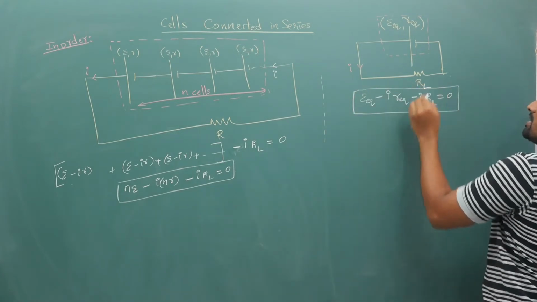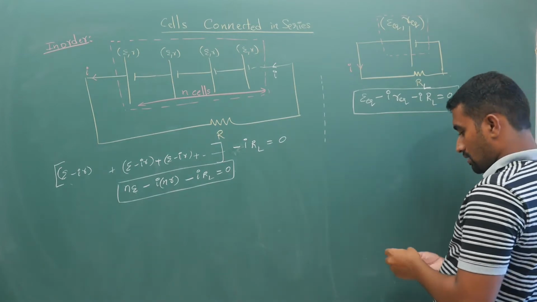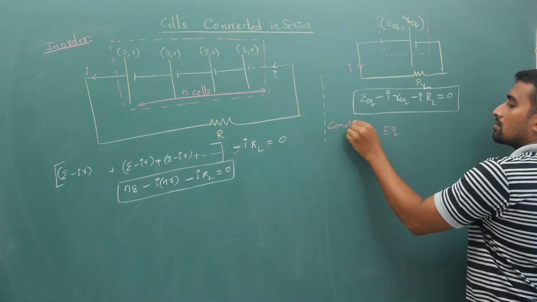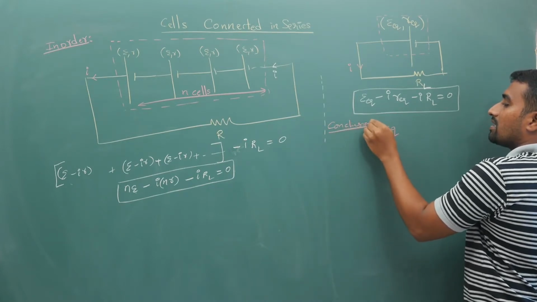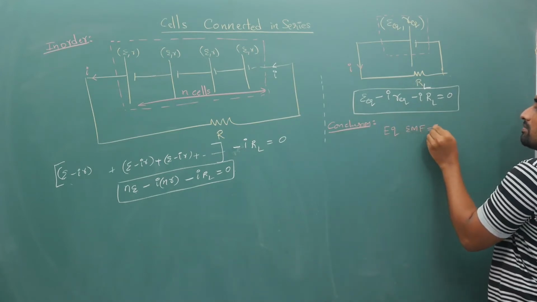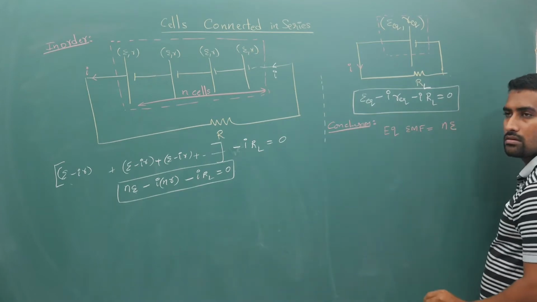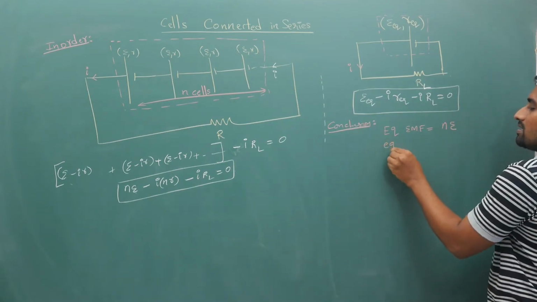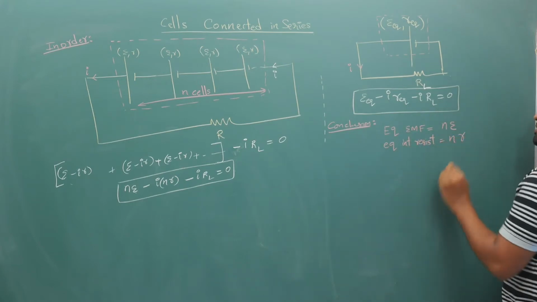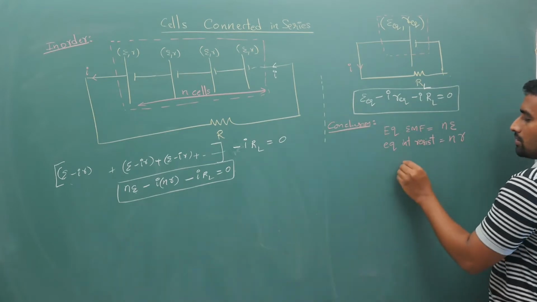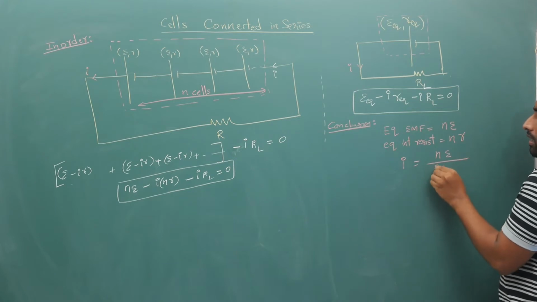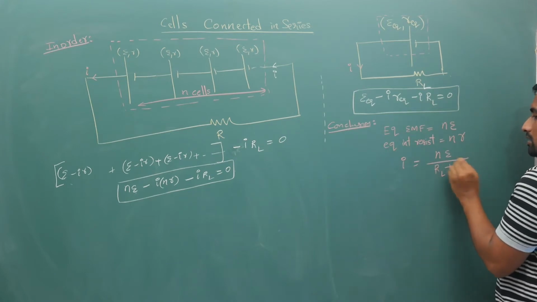From this it is very clear what the conclusions are. If there are identical cells, the equivalent EMF is n into E. If there are different cells, we have to go for Kirchhoff's law only. The equivalent internal resistance is n times small r. And your total current I is nE divided by R load plus n into r.